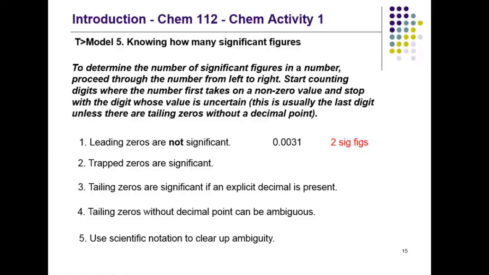For example 2, trapped zeros are significant. Once again, it's helpful to ask why would we write a 0 in between a 3 and a 1, unless the 0 is indicating information about the number in the measurement. We are certain about the 3, the 0, and we're guessing about the 1. This has 3 significant figures.